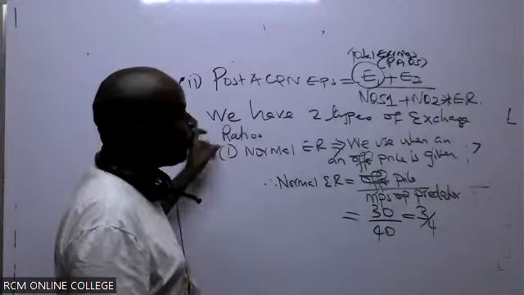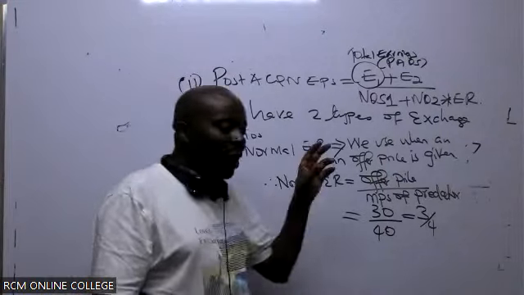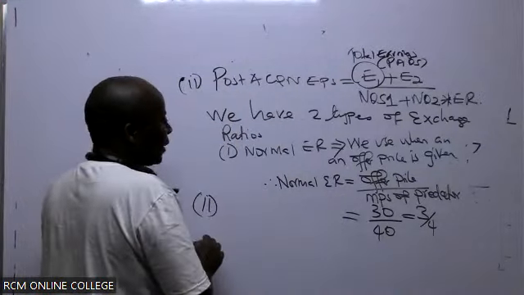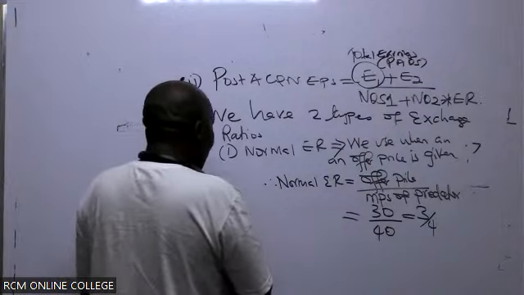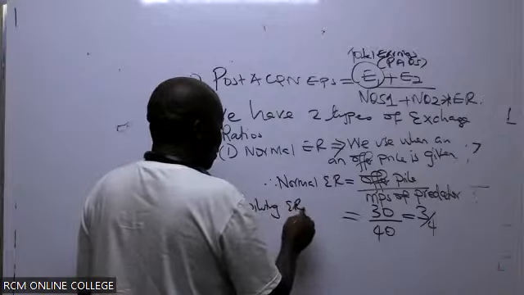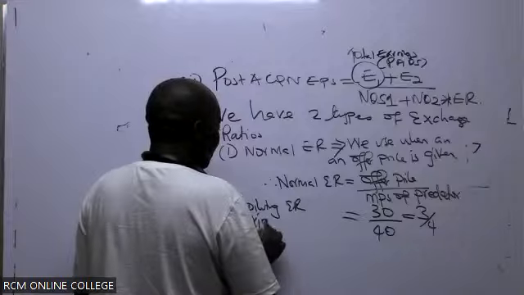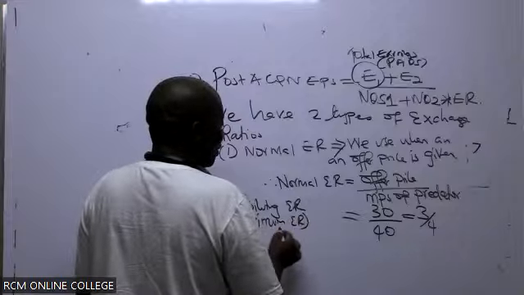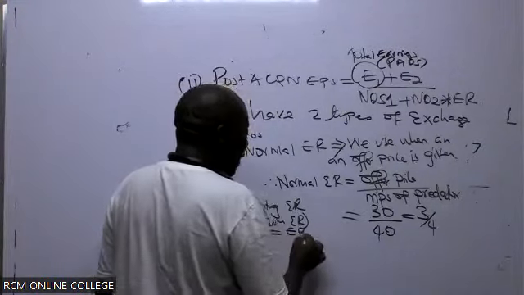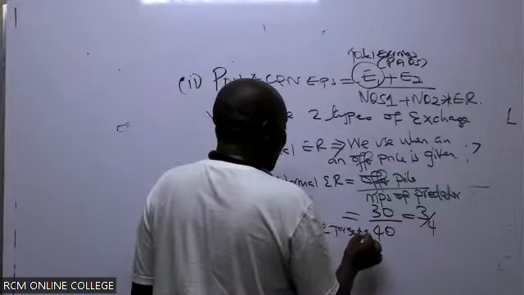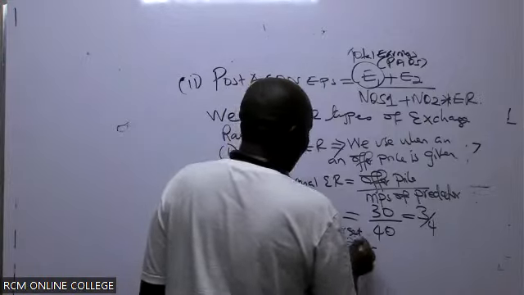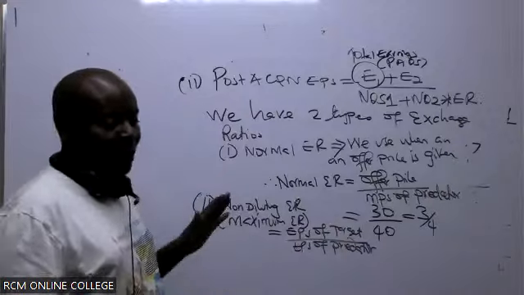So we have 2 types of exchange ratios. We have the normal exchange ratio. And number two, we have what we call the non-diluting exchange ratio. This is the same as the maximum exchange ratio, and it is the one that we get by using the EPSs. So we have EPS of the target all over EPS of the predator.